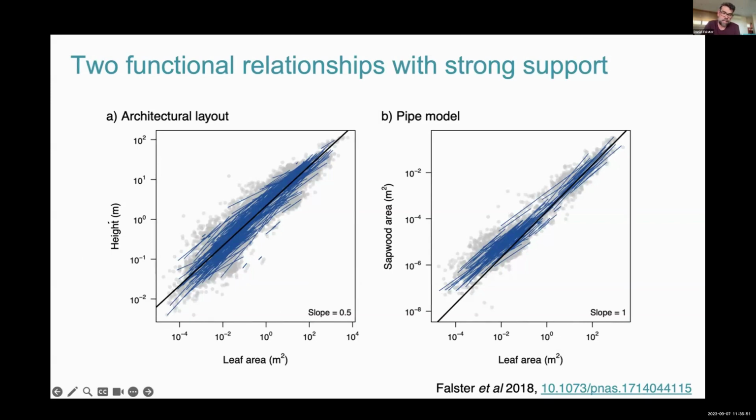One is that as a plant grows, its height is related to its leaf area. All these blue lines are lines fitted to a particular species, a collection of data for a particular species at some point around the world. And the black line is what we drive our model with. There's a generic relationship. Similarly, the sapwood area will be coordinated with the leaf area.